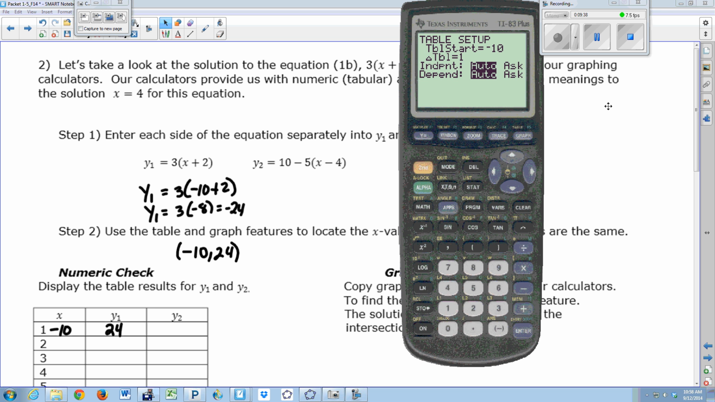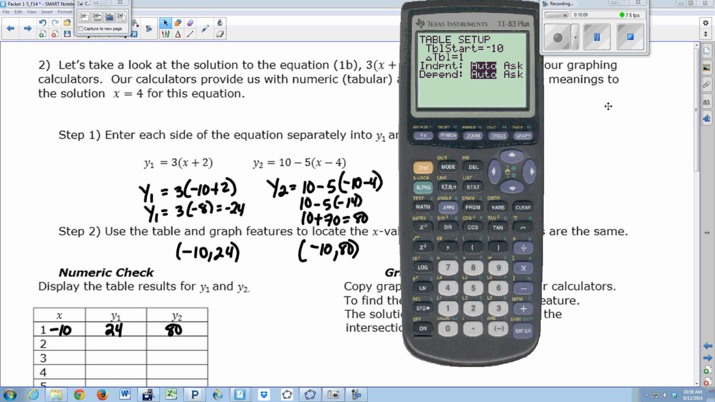What about my second graph? My second graph would have 10 take away 5 times -10 minus 4. And that would be 10 minus 5 times -14. And -5 times -14 is 70. So the value there would be 80. So my first point on my second graph would be -10, 80. So would -10 be a solution to that equation? Yes or no? And how do you know?